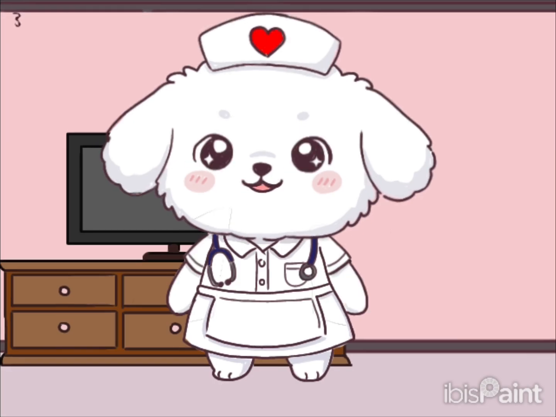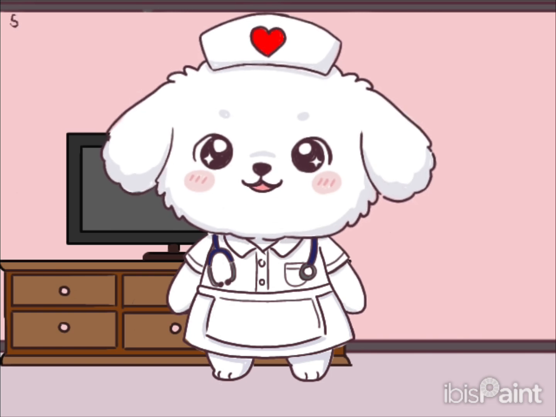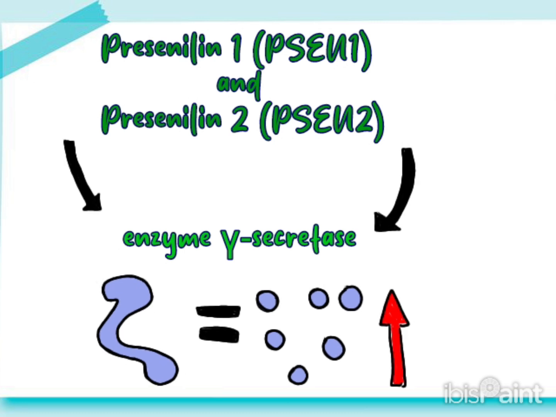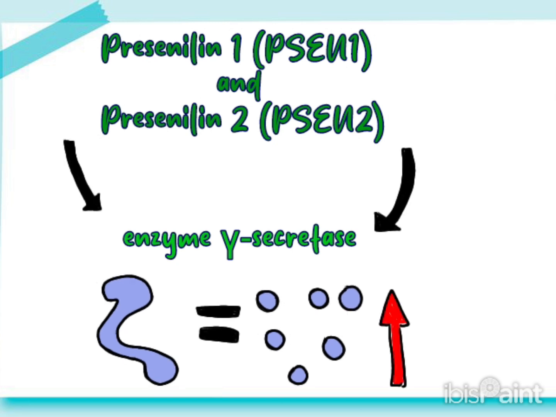Presenilin. Don't worry, it's hard to pronounce. There are two: presenilin 1, or PSEN1, and presenilin 2, or PSEN2. These genes produce proteins that are a part of the enzyme gamma secretase. This enzyme cuts APP into fragments, but when presenilin genes are mutated, gamma secretase cuts APP incorrectly, producing too many long, sticky beta amyloid fragments. These fragments quickly clump together and accelerate amyloid plaque formation.